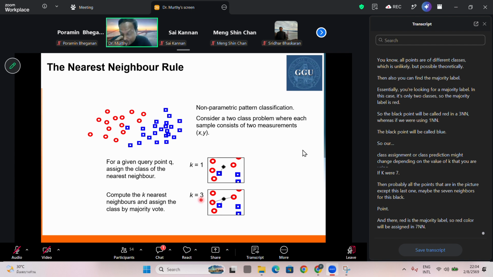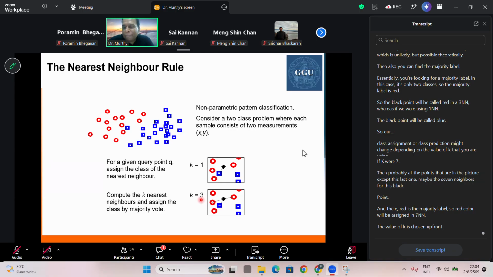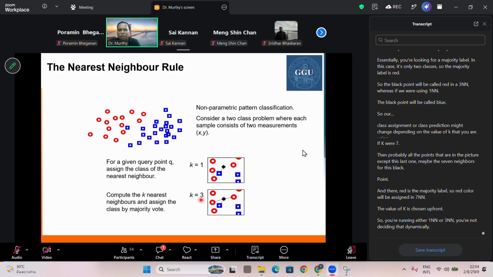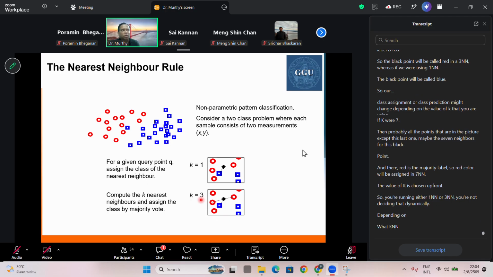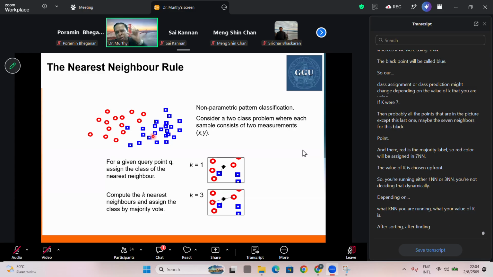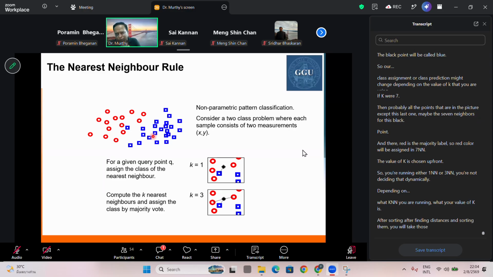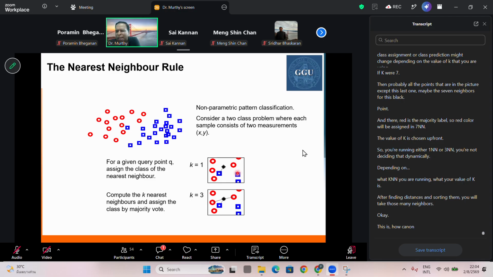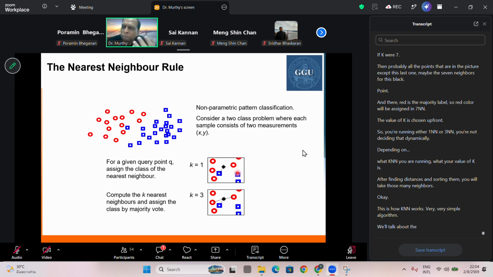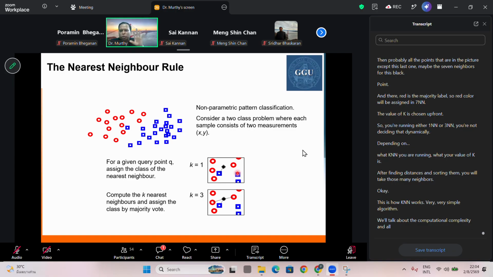The value of k is chosen upfront. So you're running either 1NN or 3NN. You're not deciding that dynamically. Depending on what KNN you are running, what your value of k is, after finding distances and sorting them, you will take those many neighbors. This is how KNN works. Very, very simple algorithm. We'll talk about the computational complexity and all that later. But conceptually, I hope it's very clear to you how KNN works.